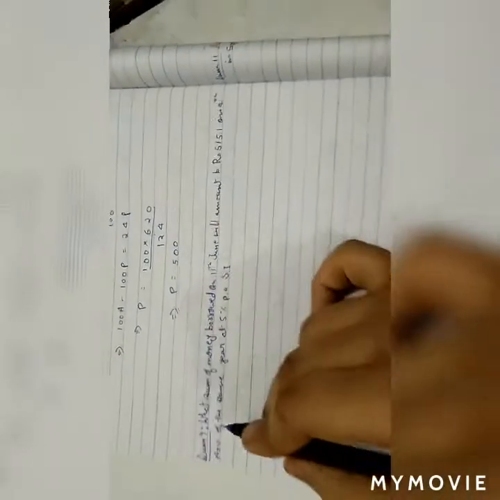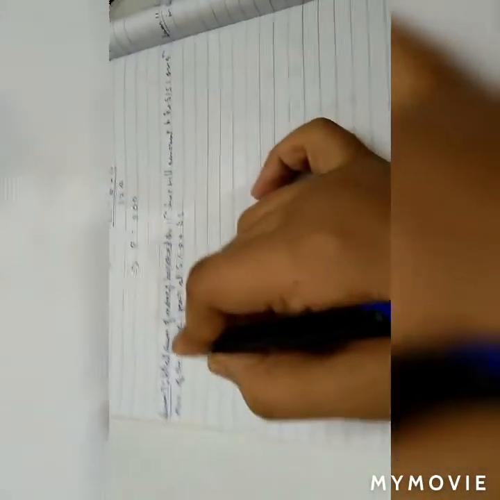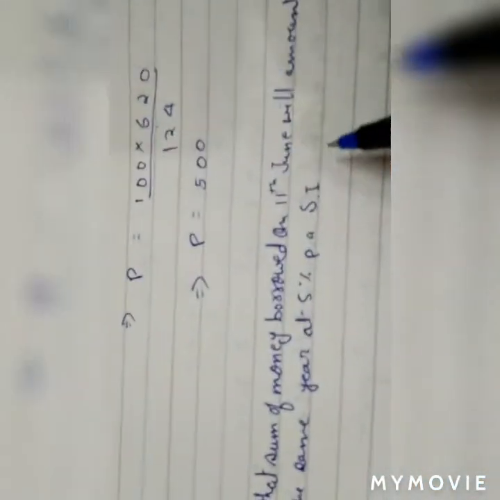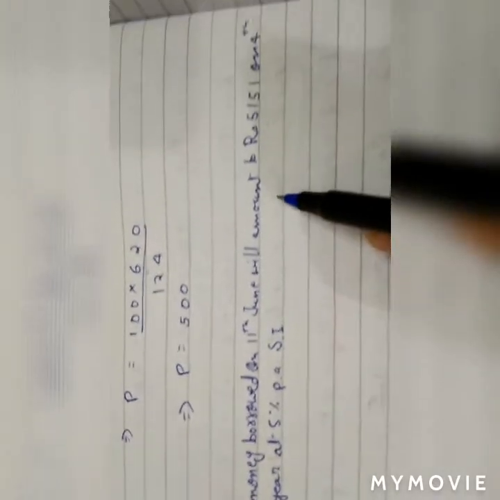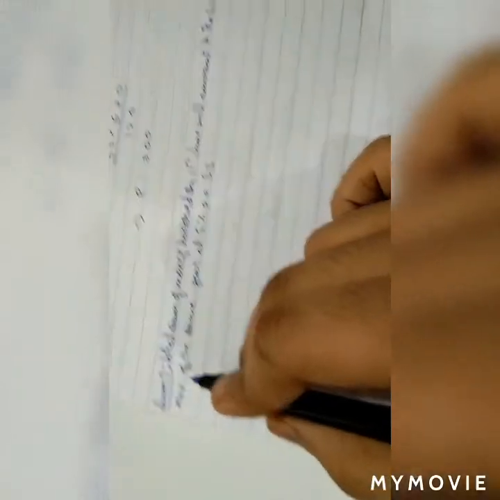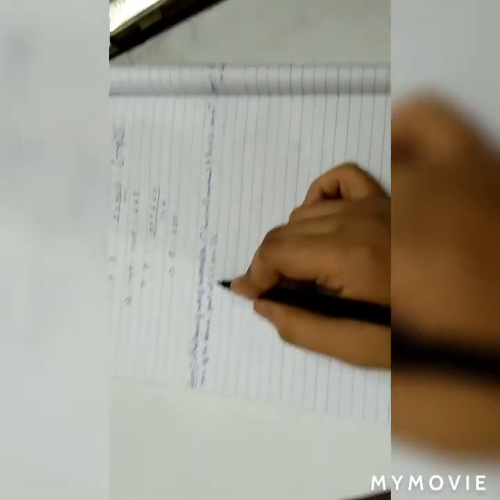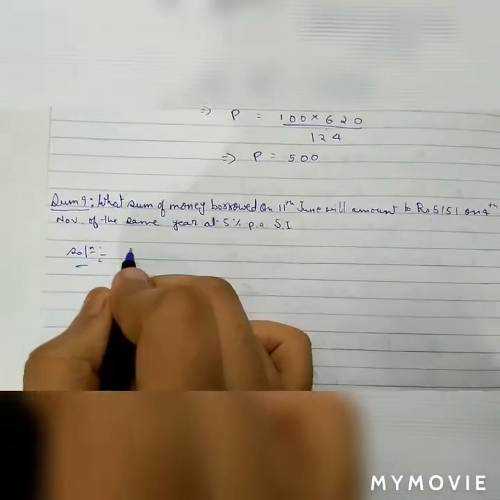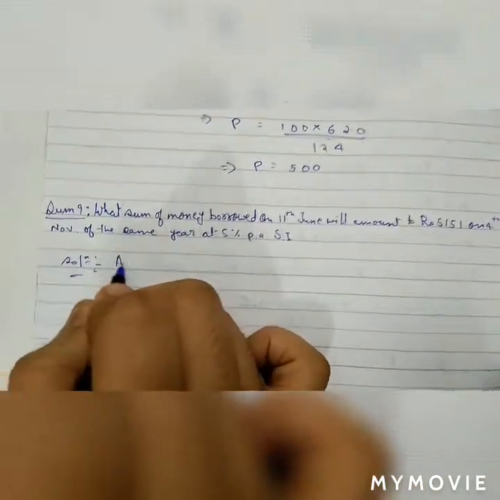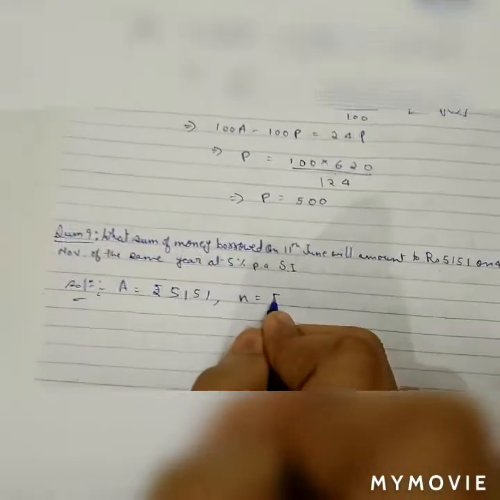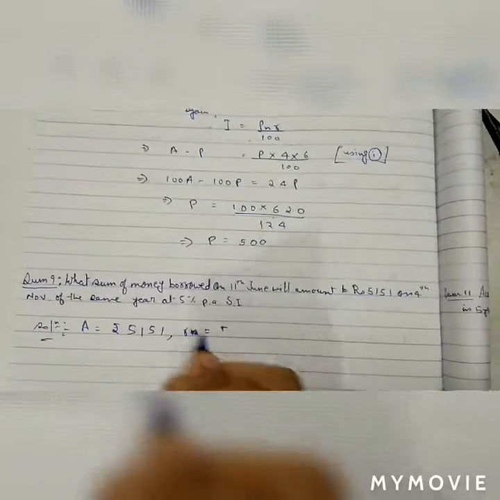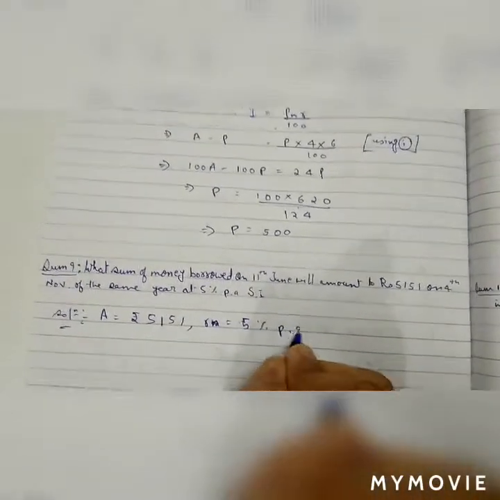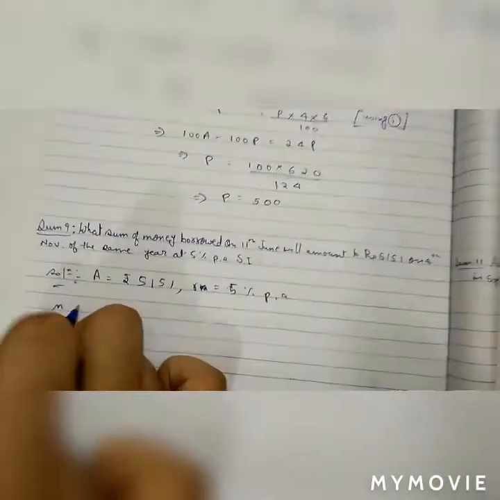Let's move on to the next sum. Sum number 9. What sum of money borrowed on 11th June will amount to rupees 5151 on 4th November of the same year at 5% per annum simple interest? Let's begin with the things that are given in the question. Amount is given, rupees 5151. R is given, 5% per annum, and we will calculate N.